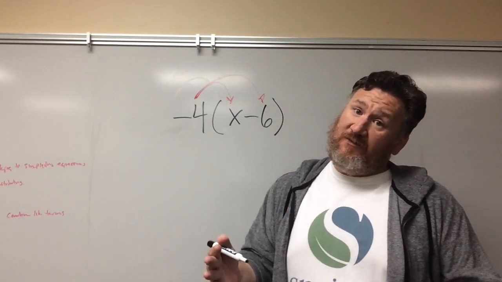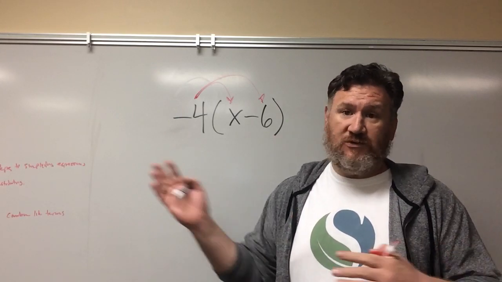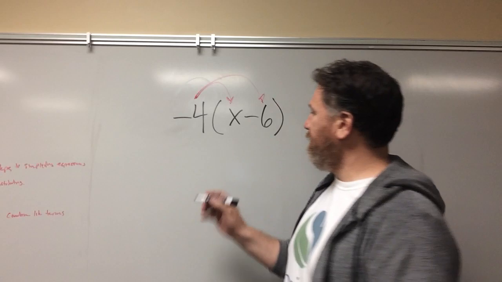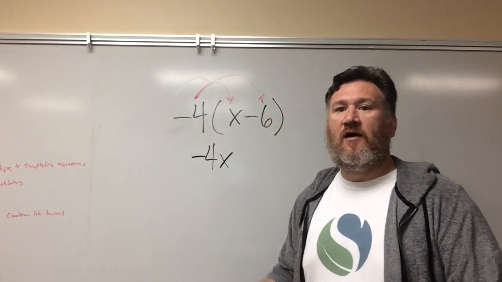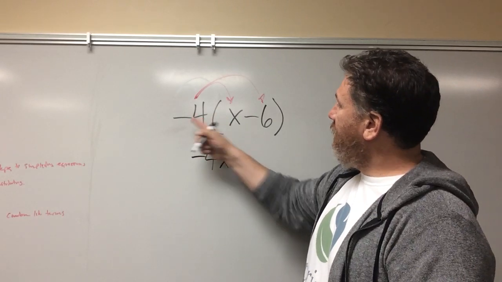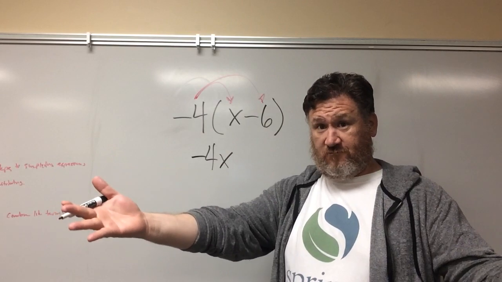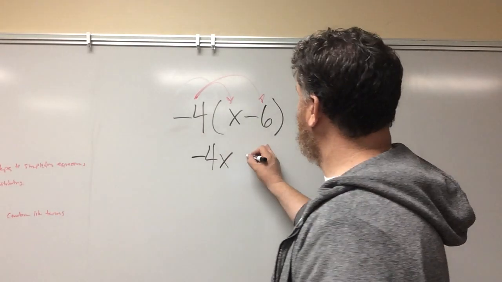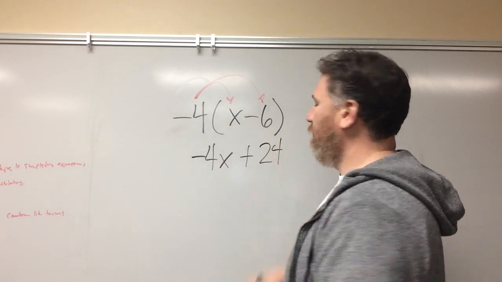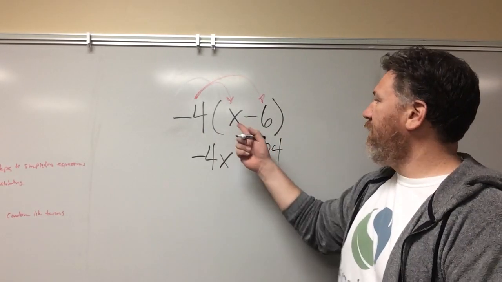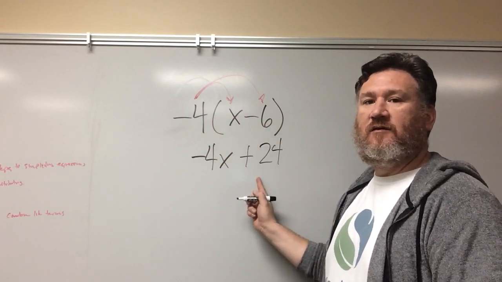Negative 4 times x, again, we're multiplying a number times a variable. So a number and a variable multiplied together just gives us the number and variable, negative 4x. And then I have a negative times a negative, which is going to give me a, that's right, a positive. And 4 times 6 is 24. So we have simplified this mathematical expression to this.